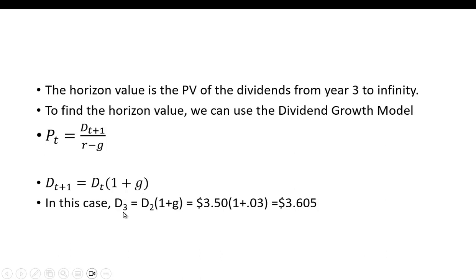So in this case, we need D3. Well, we know what D2 is. D2 is $3.50. It's going to grow at 3%, so 3.50 times 1.03 equals $3.605.